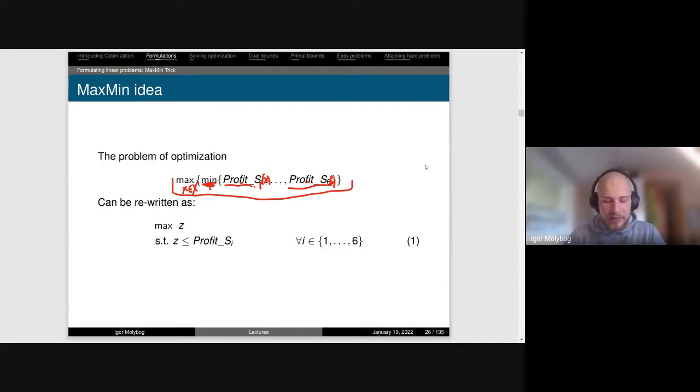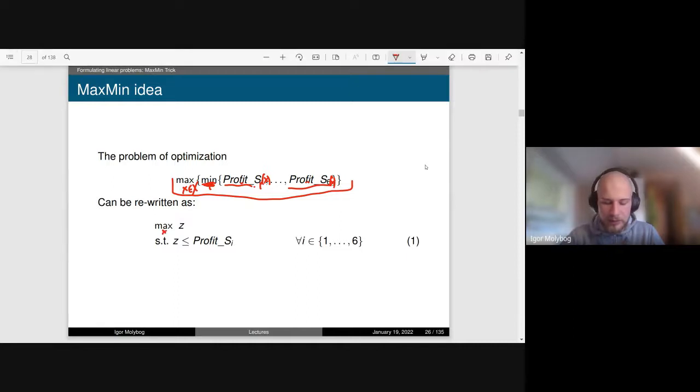So this problem can be rewritten in the following way. Again we are maximizing over x, and this thing is actually dependent on x. We can write down the problem of maximization of some dummy variable z. So this is now maximization over x and z, of z such that z is less than or equal to any of the profits. So for i from 1 to 6, we are saying that z is less than any of the profits S_i.